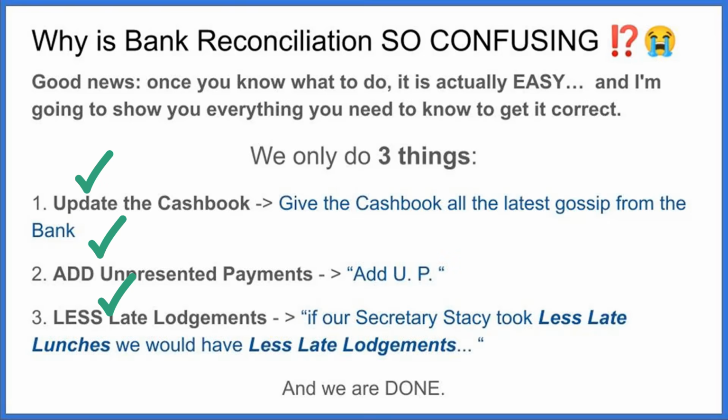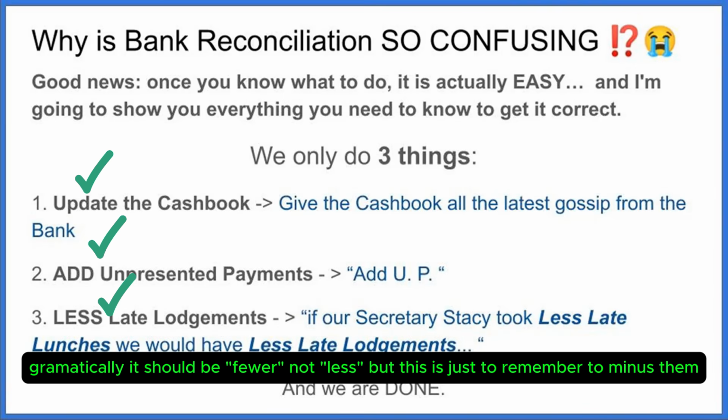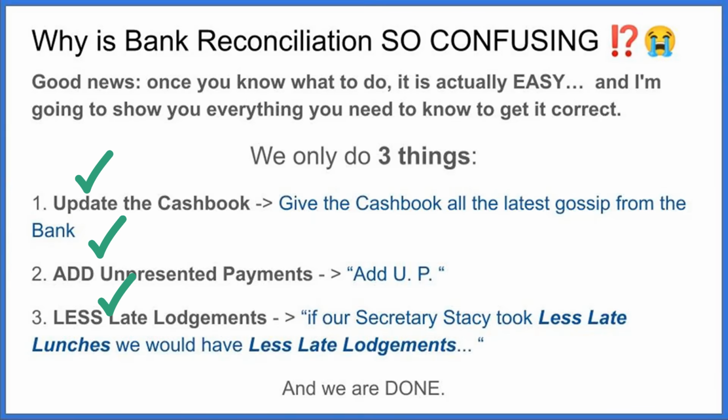To help you remember this, I've got if our secretary Stacy took less late lunches, then we would have less late lodgements. Because if you remember, late lodgements are when we are slow in getting money that we received into the bank. All right? So Stacy was taking a late lunch, and by the time she got back, bank was closed, so we have a late lodgement. That's just to help you remember.